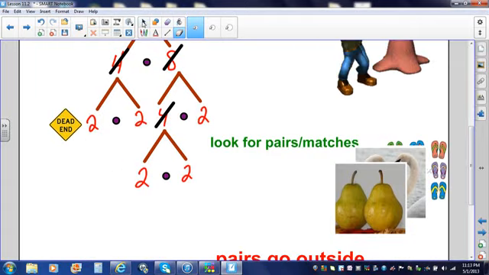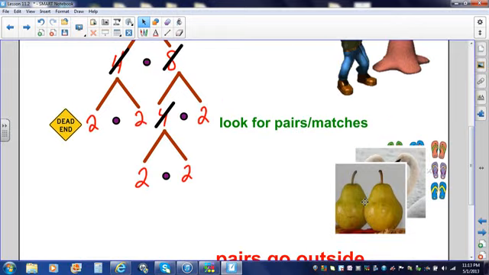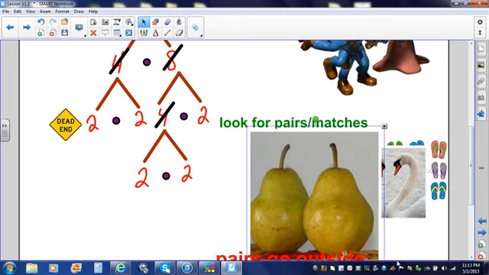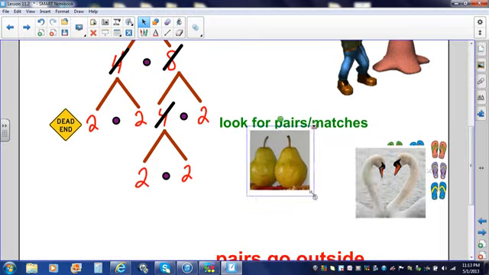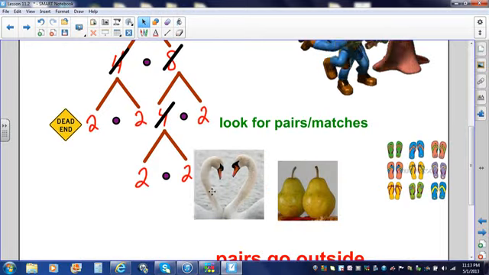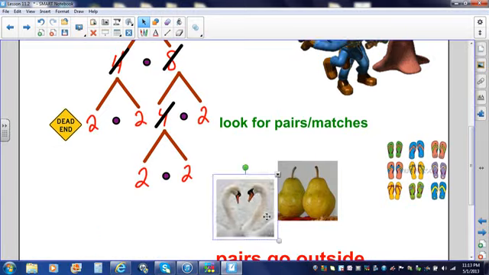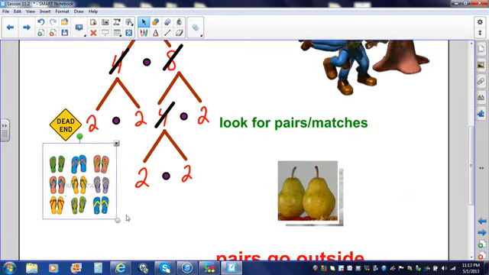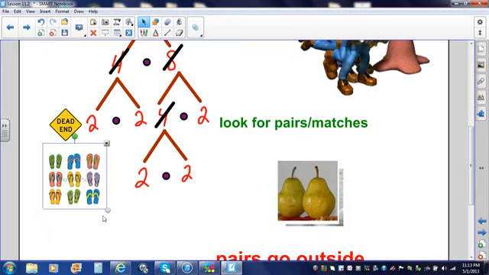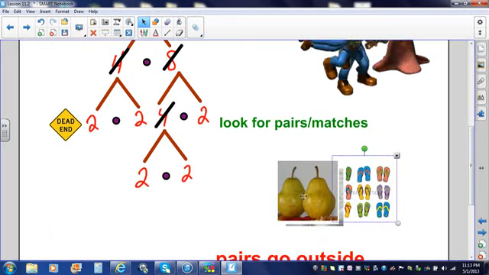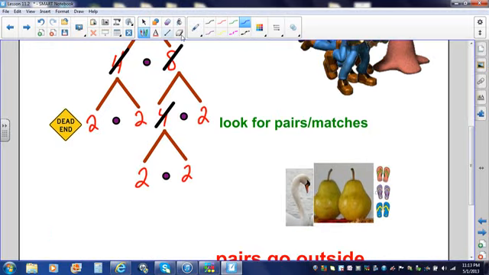Alright, so this is what I have so far. I am looking for pairs or matches. We could be looking for this kind of pair. Ooh, there's a nice pair that we have. A pair of geese. Or we could be looking for pairs of shoes that match. So this is what I mean when we say we are looking for pairs.